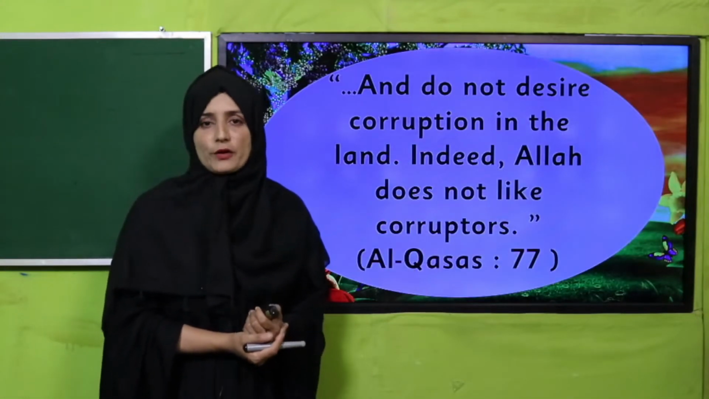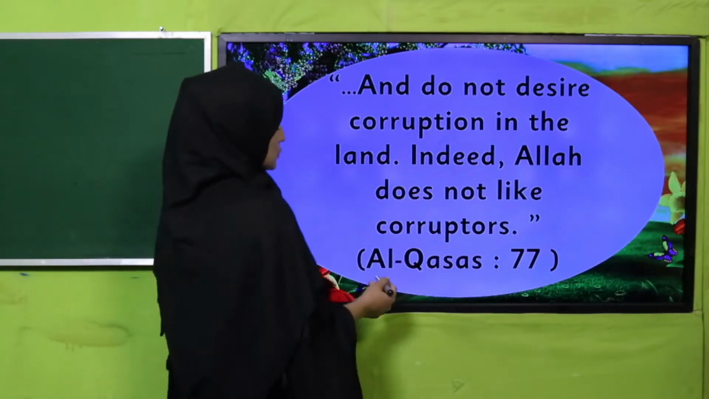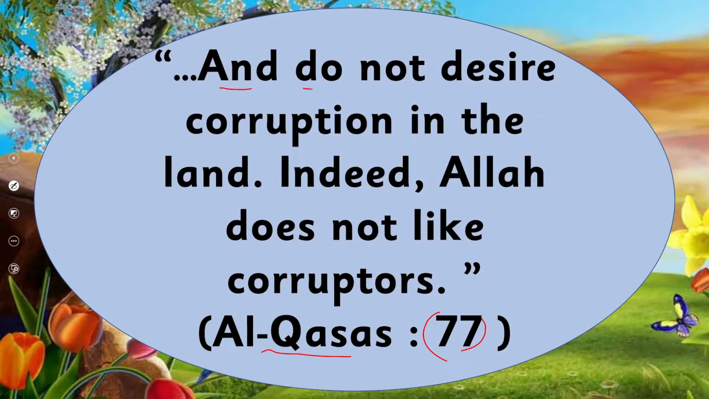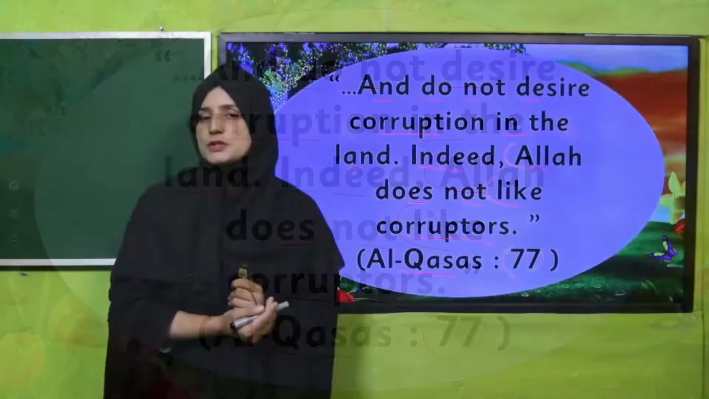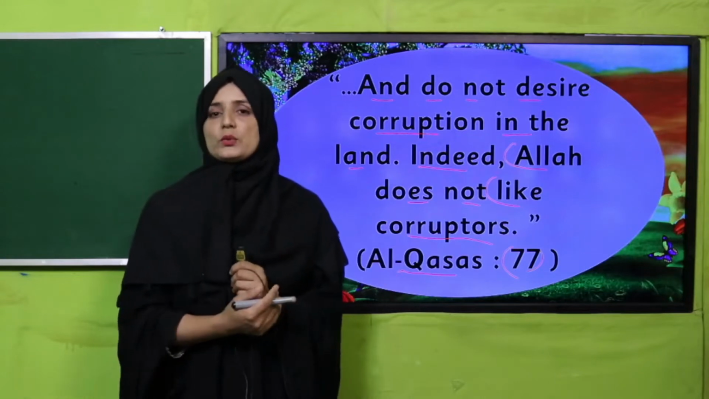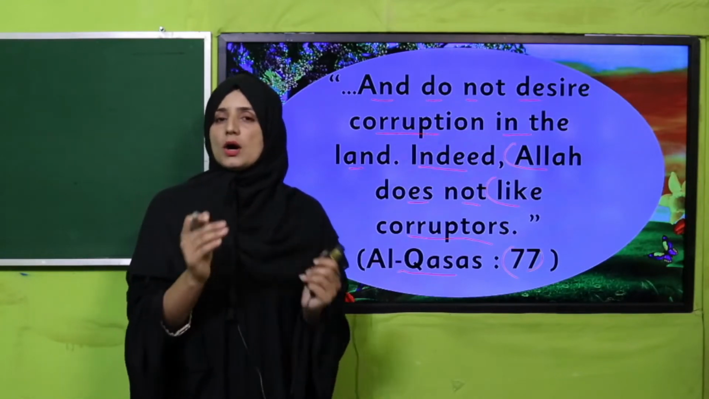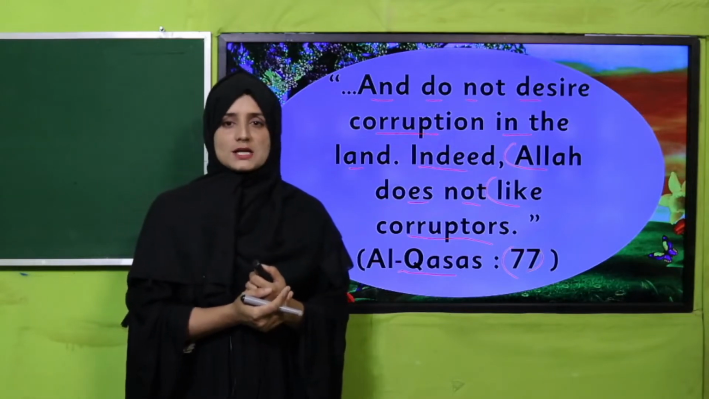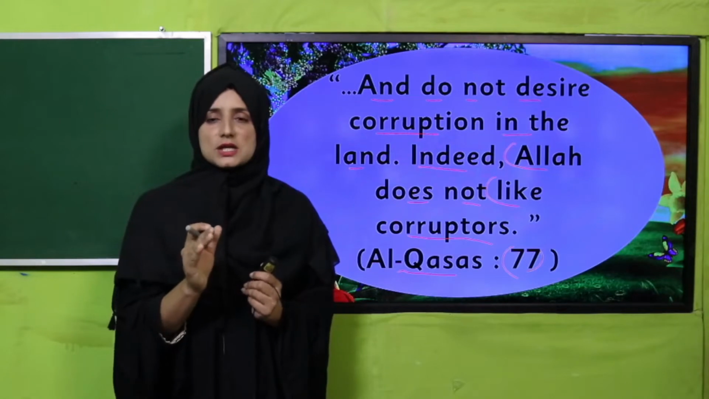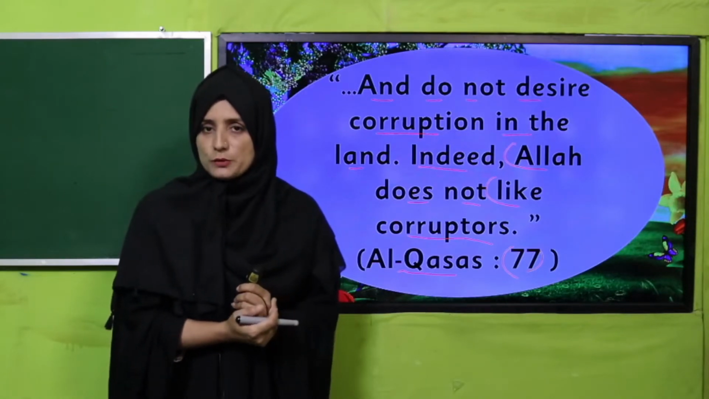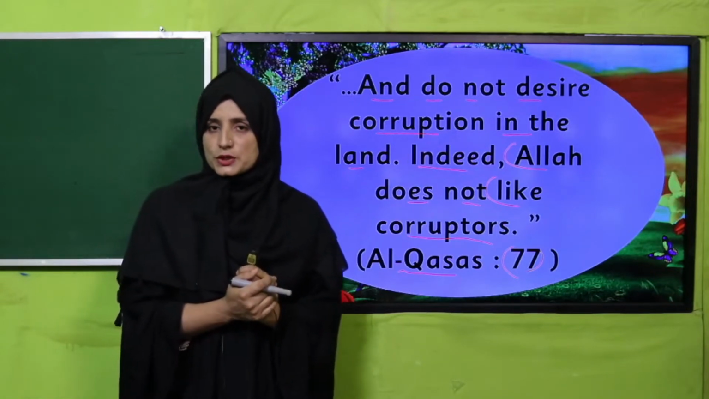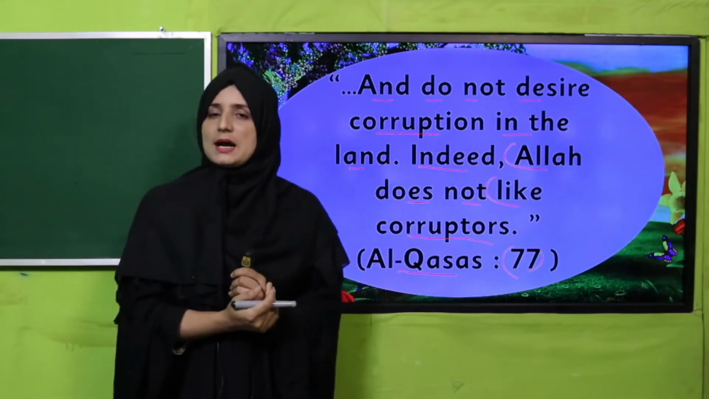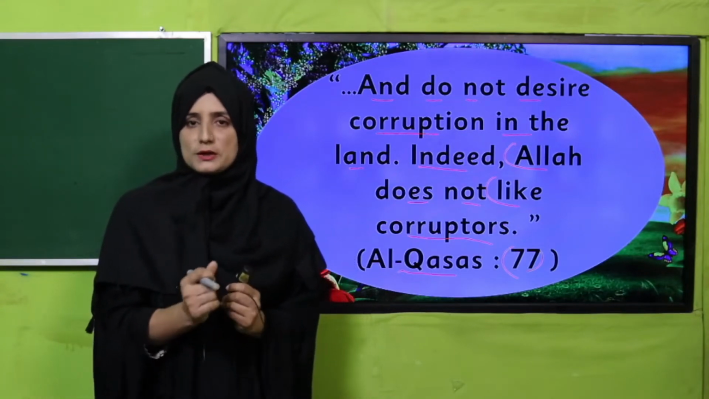Allah subhanahu wa ta'ala mentions in the Quran, Surah Al-Qasas, verse number 77: and do not desire corruption in the land. Indeed, Allah does not like corruptors. So Allah is giving a message through these beautiful words that we must be honest in all our affairs. What we are doing, we must be honest. We should not think that this is not good for us or not beneficial for us. We have to be honest in all our matters. Why should we be honest? Because Allah Almighty does not like corruptors who lie or who deceive others. Allah Almighty does not like such persons. So we have to be honest in all matters.